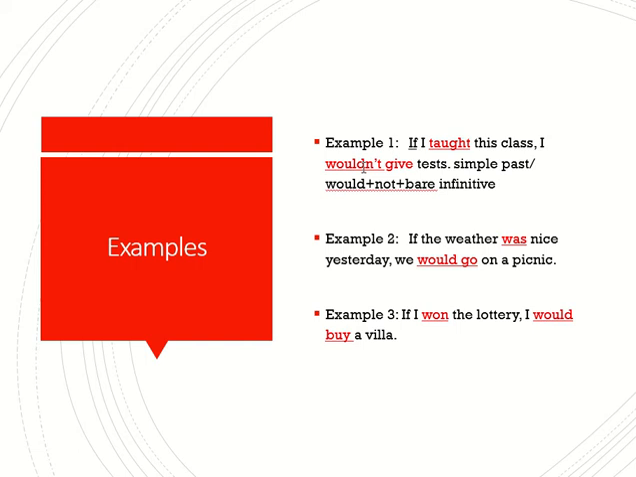Example 2. If the weather was nice yesterday, we would go on a picnic. This is unlikely to happen, right? So here we have was, which is the verb 2 of be, and we have would plus infinitive verb. Example 3. If I won the lottery, I would buy a villa. Also, this is a type of imagination.